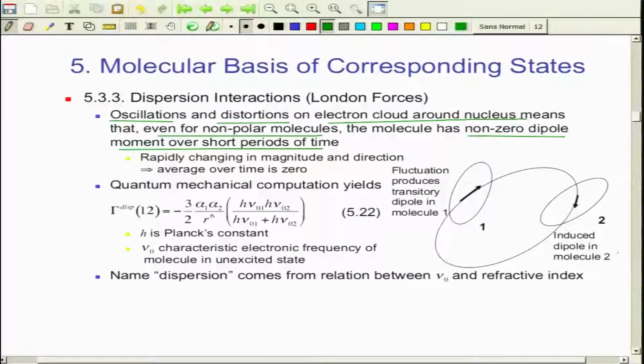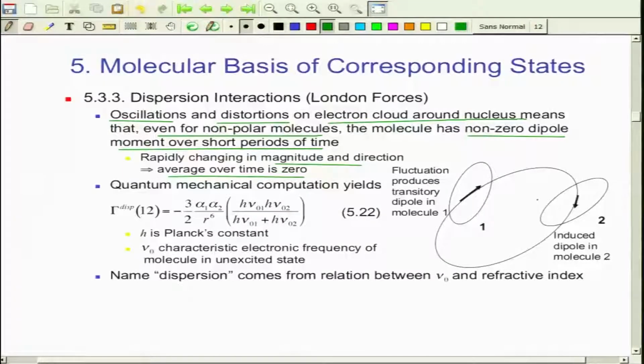But remember that if you take the average, the mean value of this is going to be 0, as far as the dipole is concerned. The dipoles can change rapidly in magnitude and direction, and thus the average value of the dipoles will be 0, but nevertheless due to this there is an induced dipole, and then you have this interaction between them.